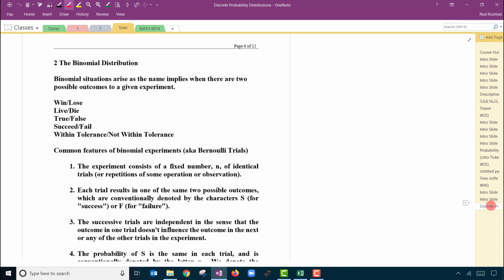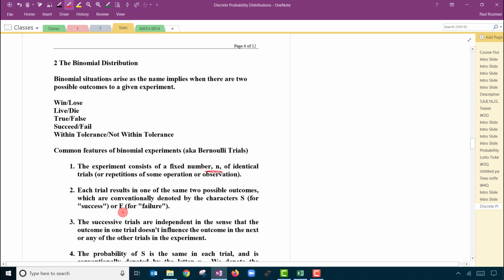In order for it to be a binomial distribution, we'll have to repeat an experiment a fixed number of times. We'll call that n. We'll repeat an experiment n times, and we'll just record outcomes. You win, you lose. You win, you lose. Just repeating the experiment over and over again, keeping track of the results.